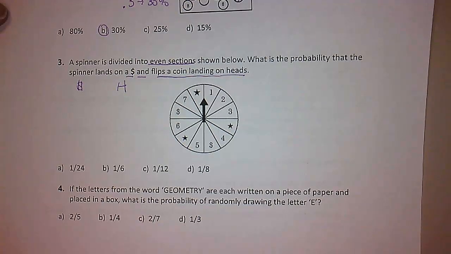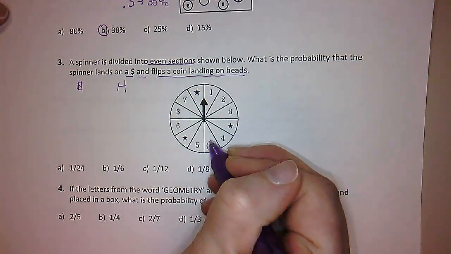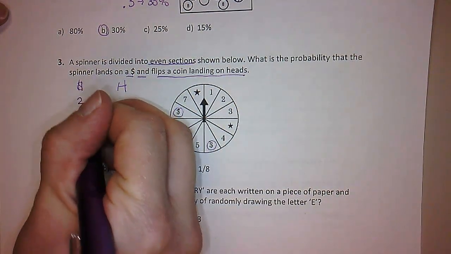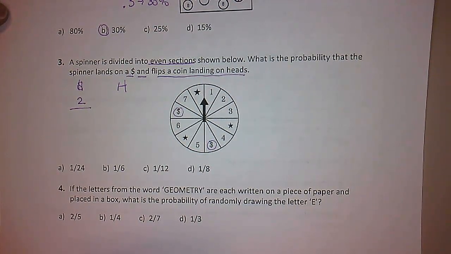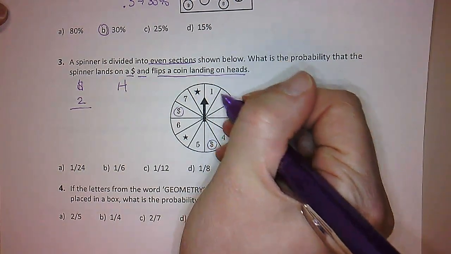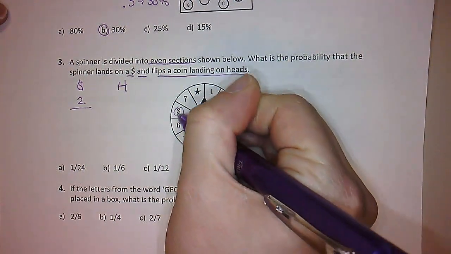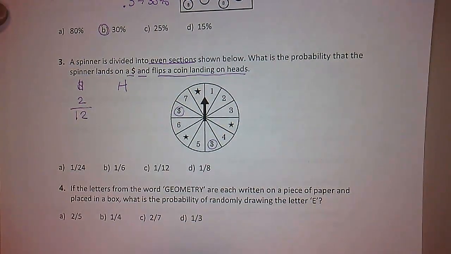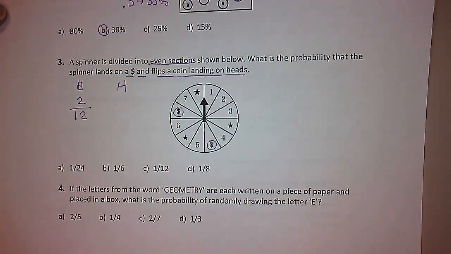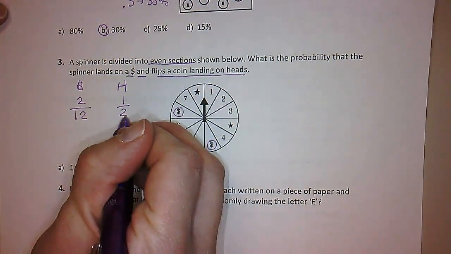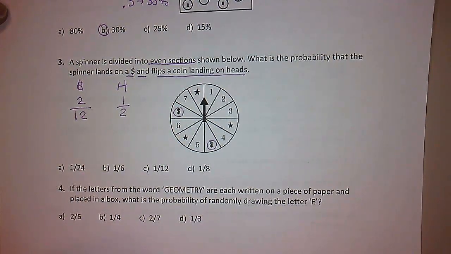So looking at the dollar sign, I've got one here, one here. So I've got 2 dollar signs out of how many total sections, how many total possibilities? Well, I've got 1, 2, 3, 4, 5, 6, 7, 8, 9, 10, 11, 12. 12 possibilities. And then if I flip a coin, there are only 2 options. It's either going to land on heads or it's going to land on tails. So there's only 1 heads on the coin, and there's 2 total options. So that creates our probability for heads.